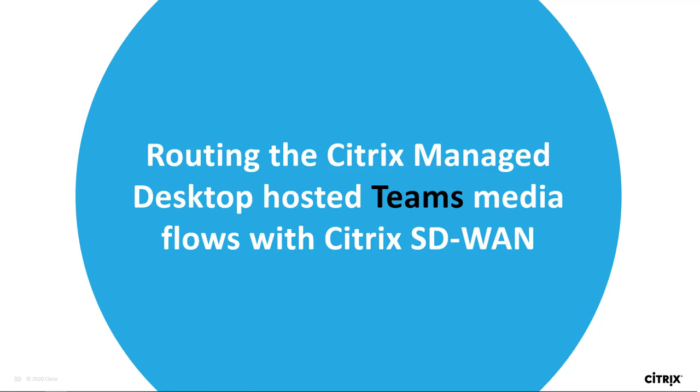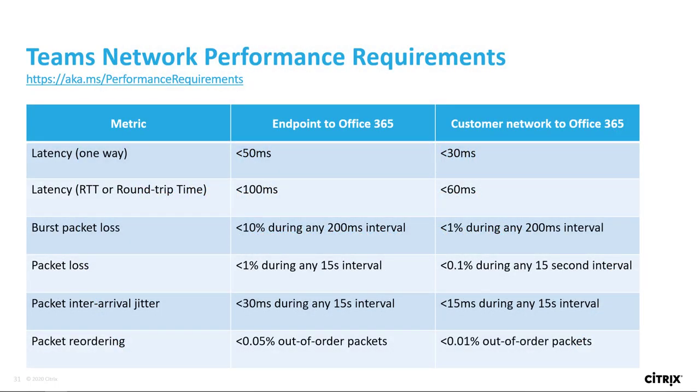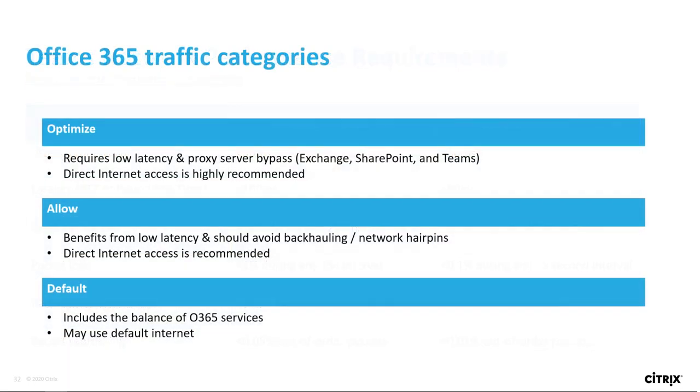Next, we'll focus on Teams delivery optimization with Citrix SD-WAN. Here we have a table of some of the Teams performance requirements, and we can see some fairly stringent latency and packet loss specifications, which we noted in the network testing companion results.